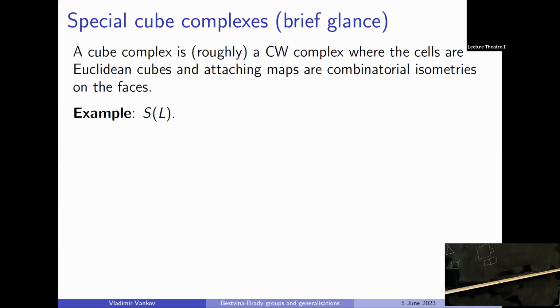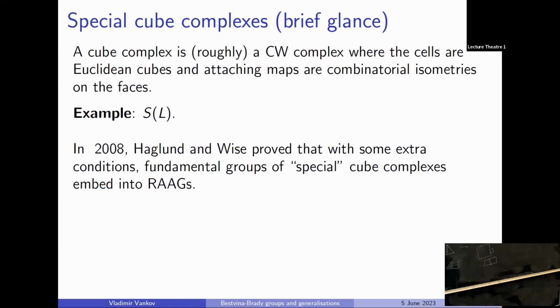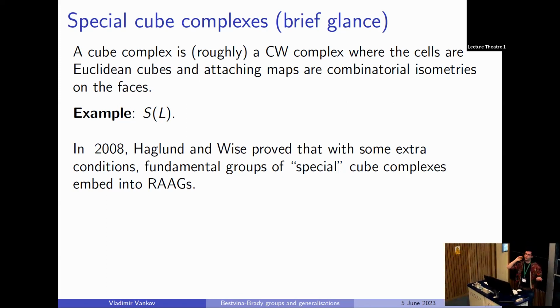And this polyhedral product that we defined turns out also to have the structure of a cube complex. And in 2008, Haglund and Wise introduced a special notion of cube complex. They gave some conditions such that if a cube complex satisfies them, then its fundamental group will actually embed into a RAAG. And this gives the group a lot of desirable properties. So subgroups of right-angled Artin groups are residually finite, linear, virtually torsion-free.